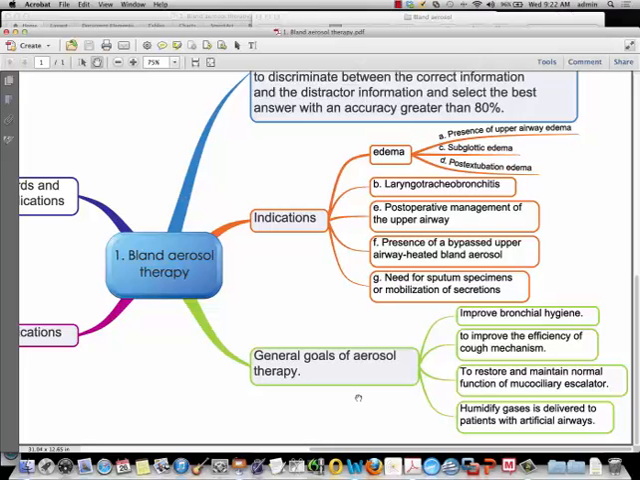The general goals are to improve bronchial hygiene, to improve the efficiency of the cough mechanism, to restore and maintain normal function of the mucociliary escalator, and to humidify gases delivered to patients with artificial airways. That's the only one that has to be heated, when it's an artificial airway.